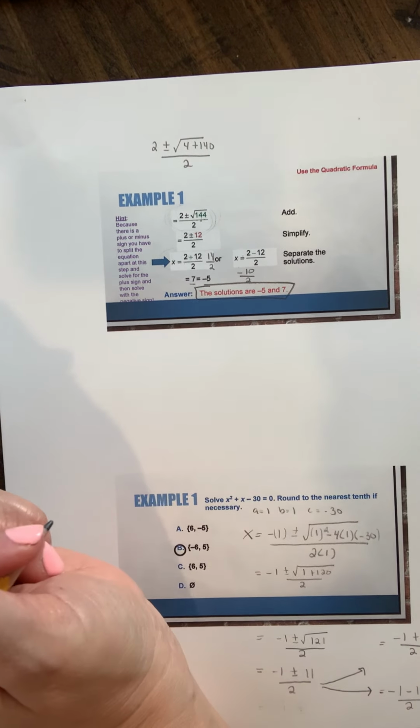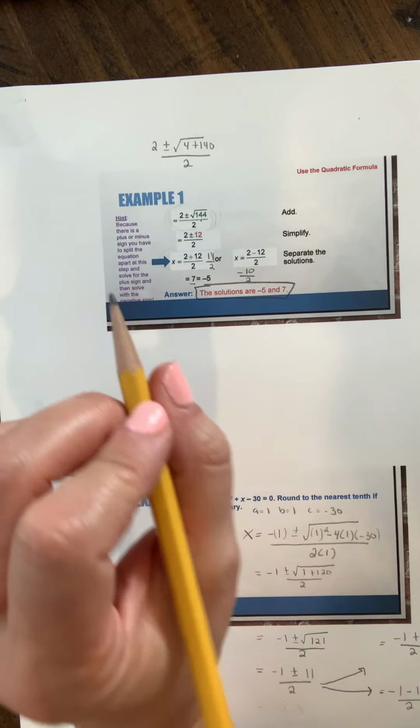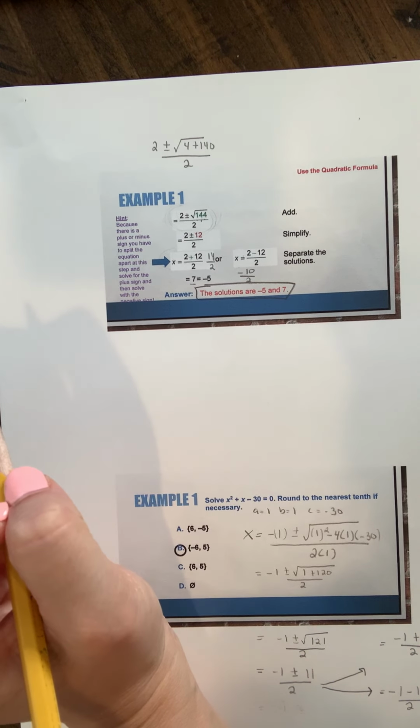I always fall back on the quadratic formula. I think I've said that before. I like it better than any other method because you can always use it. It does not matter the type of quad that you're solving for.